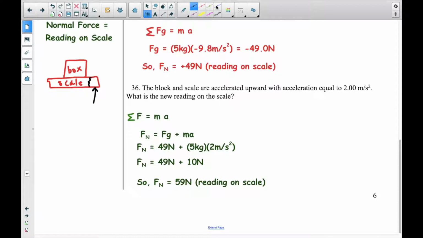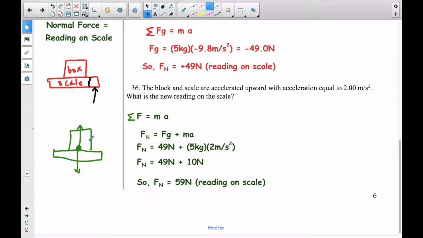Let's go ahead and draw another diagram here. So again, we have our scale, we have our box, we have the force of gravity, and we have our normal force. But this time with that acceleration, since it's going against gravity, it's basically adding to the gravity. So let me try to hopefully explain this a little bit better.